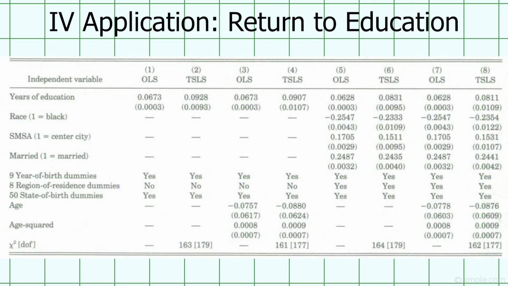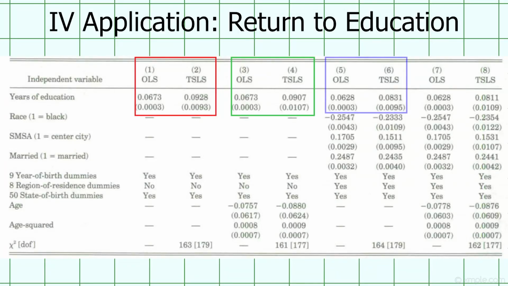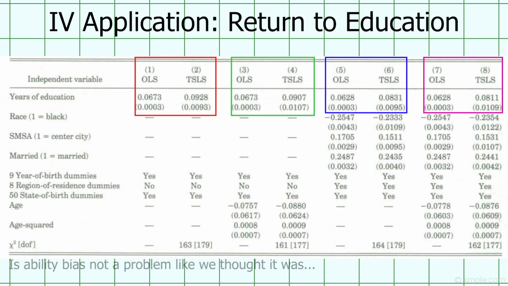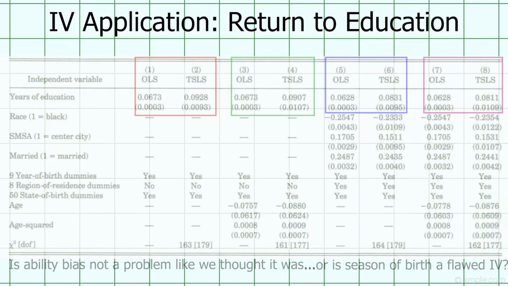Notice that the two-stage least squares estimate in each specification is close to or even higher than the regular OLS estimate. This should seem really surprising to us. Why? Well, the entire reason we thought we needed to use an instrumental variable in the first place was because we expected OLS to give us faulty results due to ability bias. There are only two possibilities here. Either we were wrong about ability bias, and the correlation between wages and education really is a good estimate for the causal effect, or season of birth is a flawed instrument.